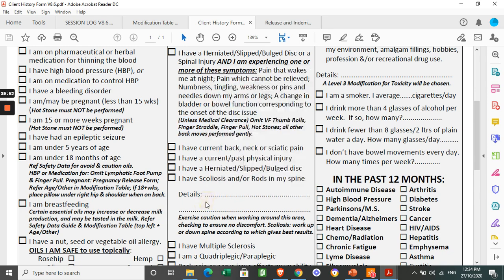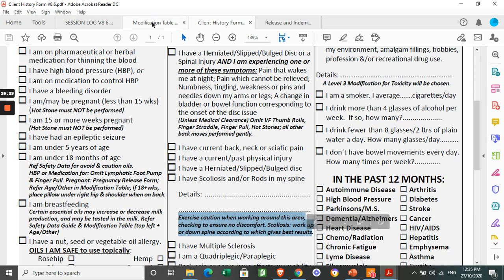Now, in this situation, we have a new section here which has another lot of bold italics that then give us a different modification based on these specific conditions. So if someone ticks one of these boxes, again, we just want some brief details, and then we are going to take that information and copy and paste: exercise caution when working around this area, checking to ensure no discomfort. If the person has scoliosis, you will then add the modification for scoliosis as well.